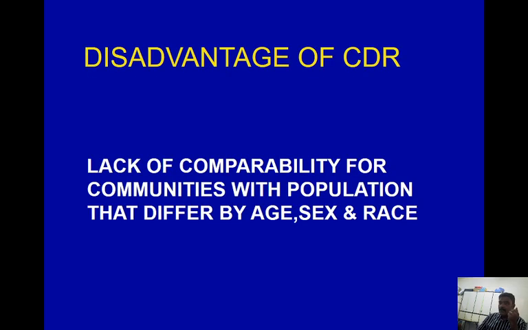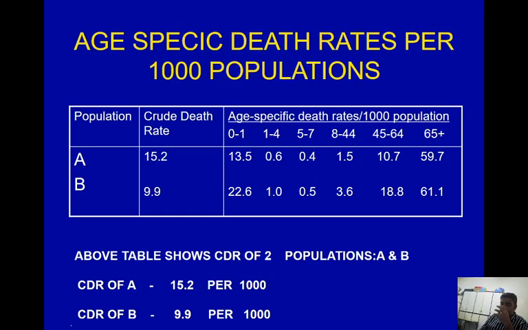We'll go back to the slide again and give you an example. The 9.9 and 15.2 are arrived at because of the numerator and the denominator. If you have a higher population, the crude death rate will be lower.